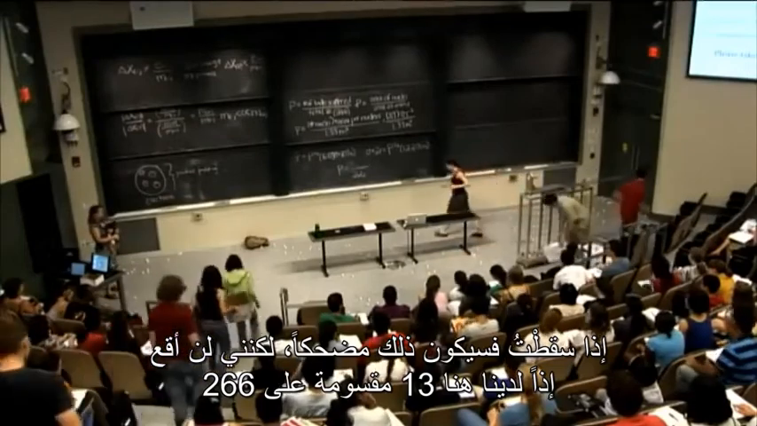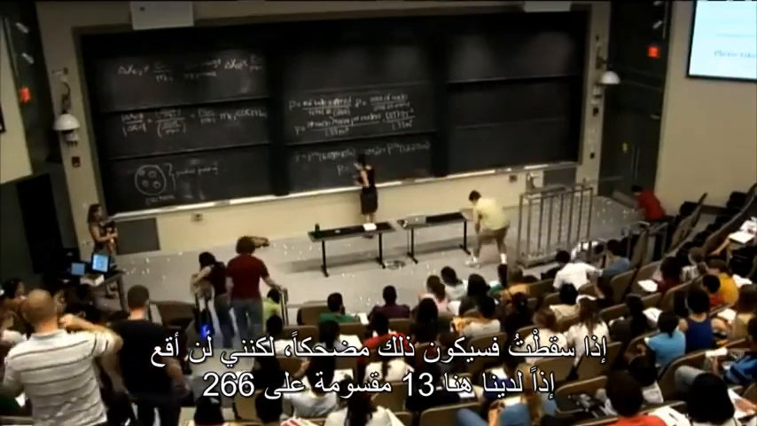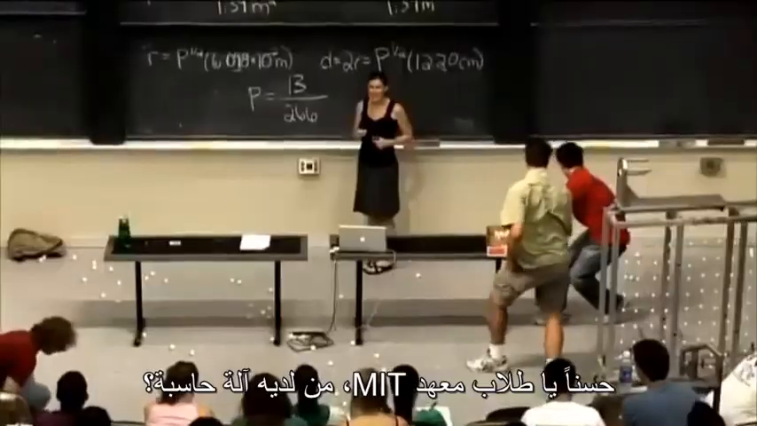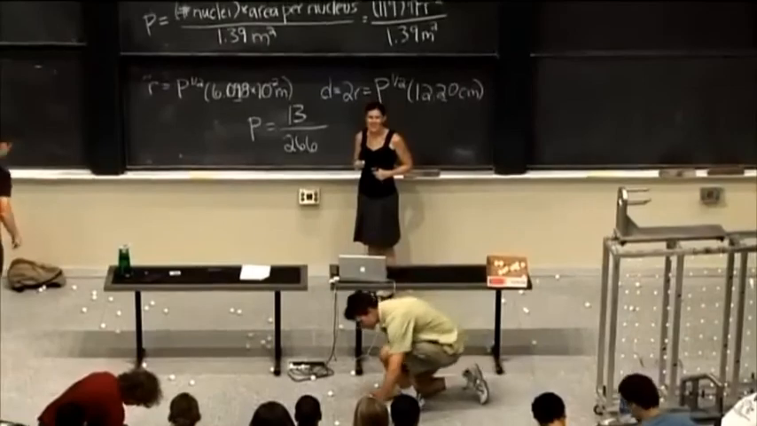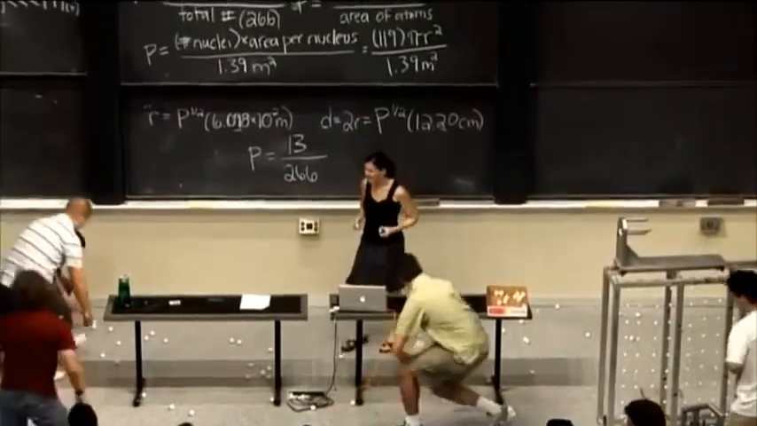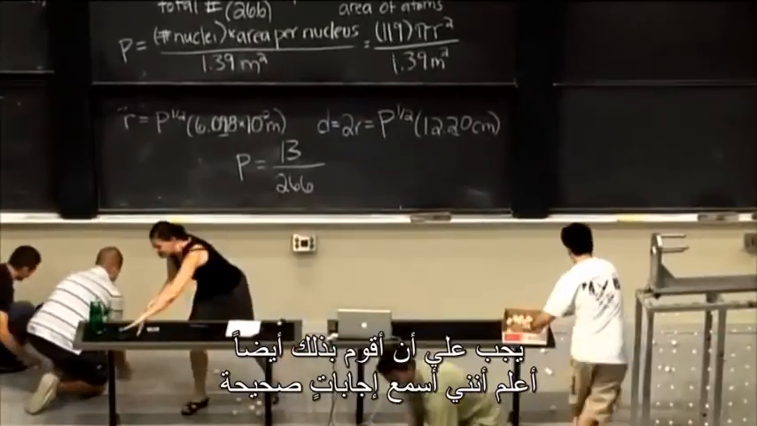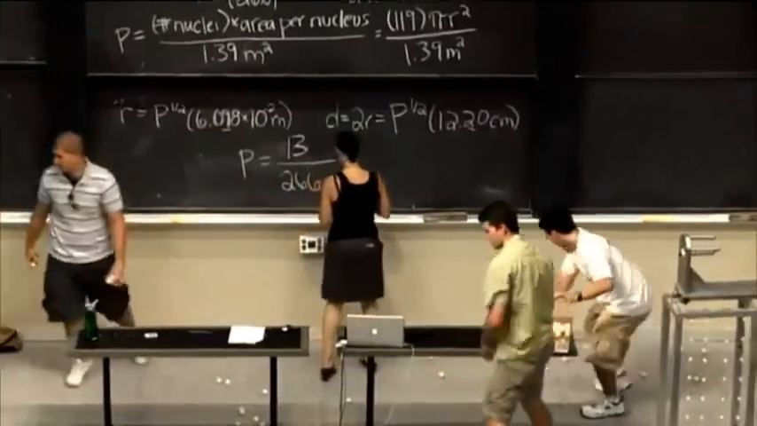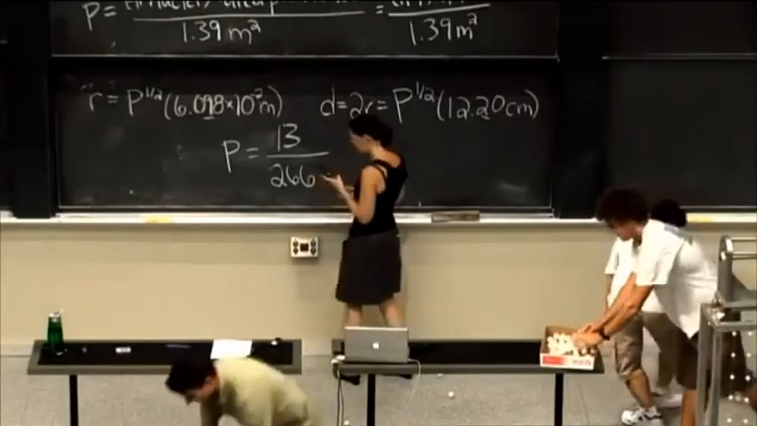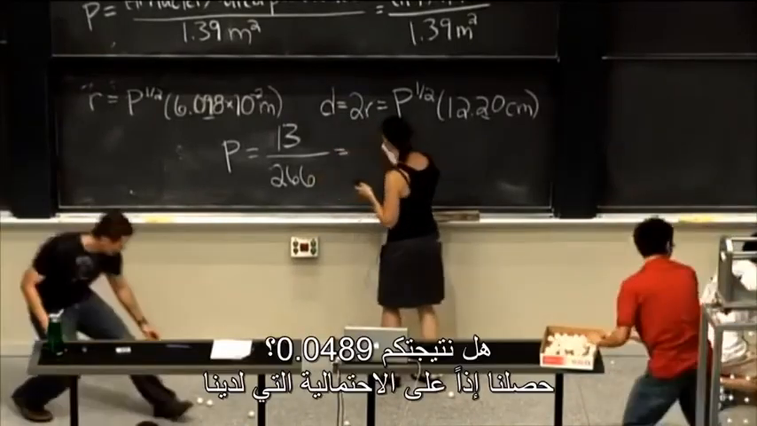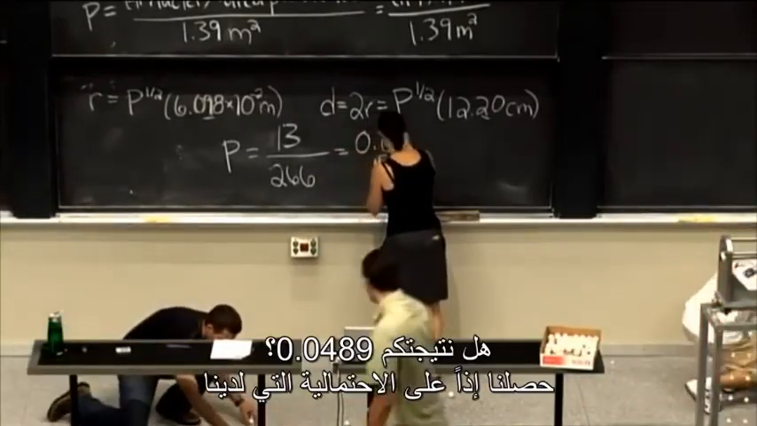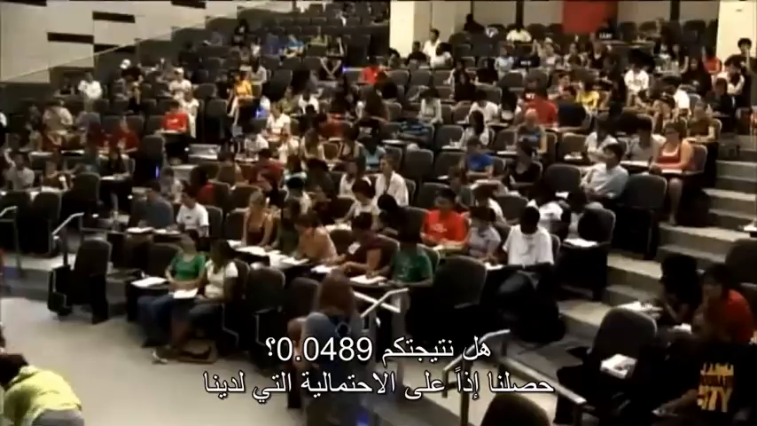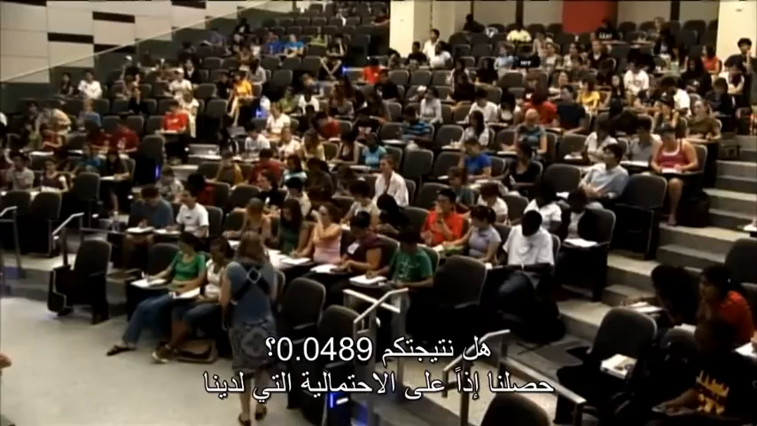All right, so we have 13 divided by 266. All right, MIT students, who has a calculator on them? Actually, I should probably do it as well so I know I'm hearing correctly. So are you getting 0.0489 or so? All right, so we've got our probability.